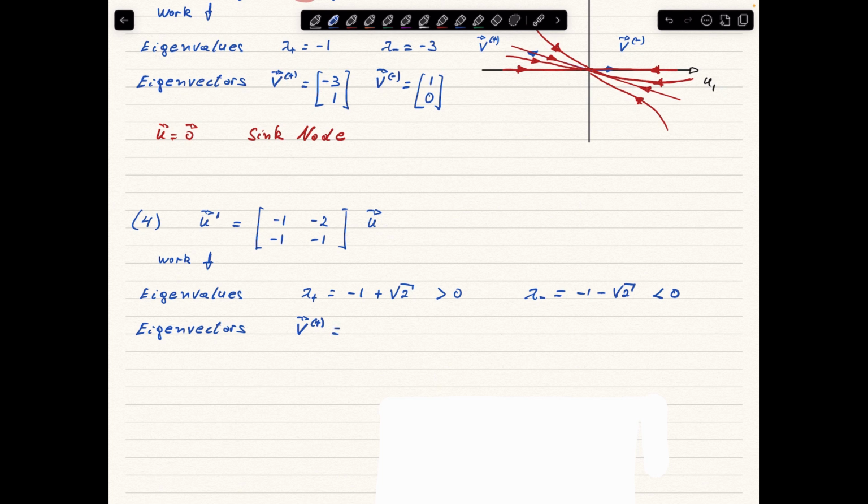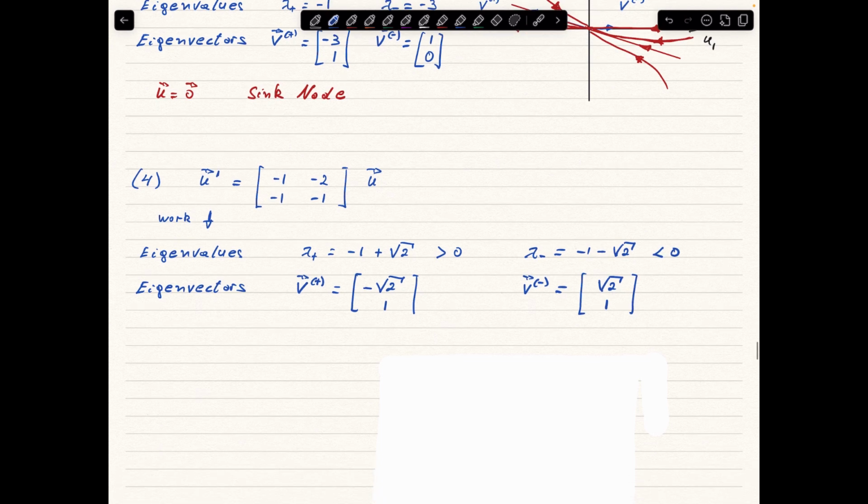we end up with (negative square root of 2, 1), so very close to (-1, 1), a little bit slanted. And then V minus, if you do the calculation, you're going to get that this is (square root of 2, 1). Also slanted, but in the direction close to (1, 1). So, what is the equilibrium solution u equals 0 in this case? Well, it's a saddle node.